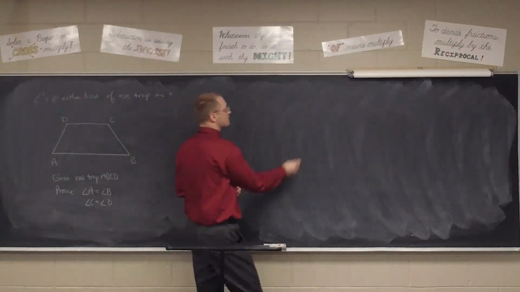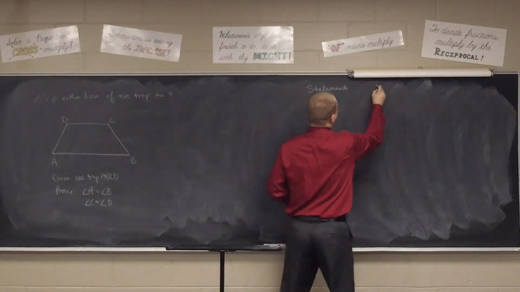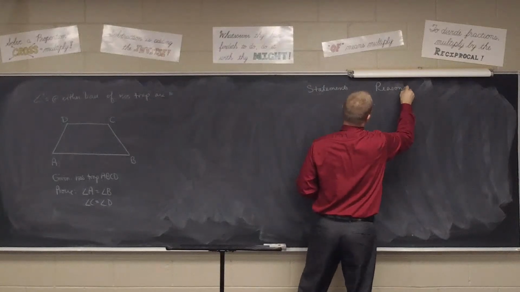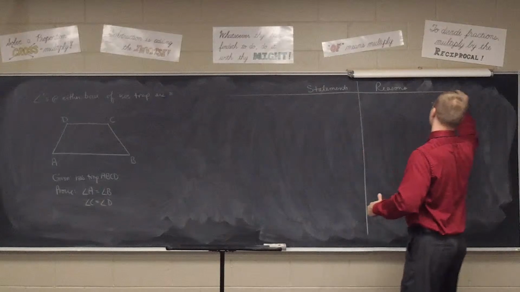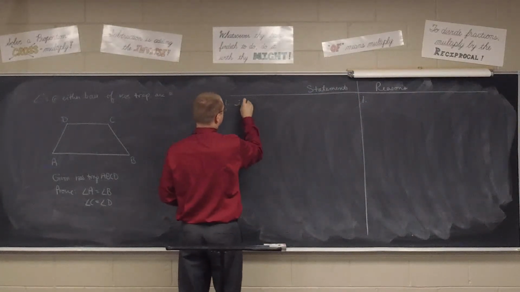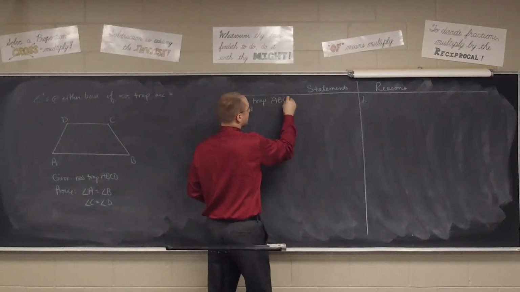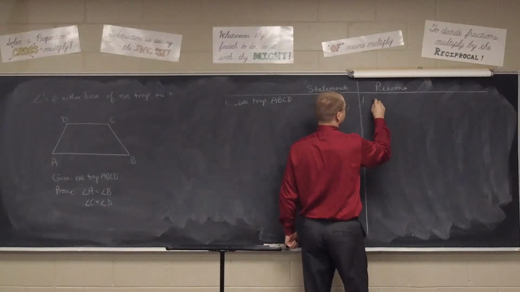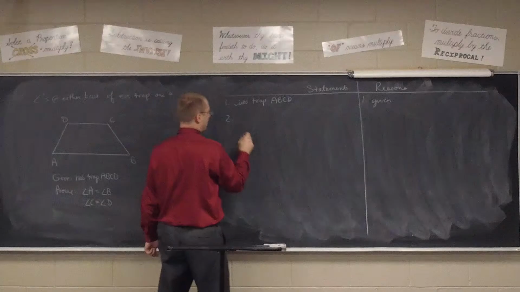Once you have that down, two columns, statements, reasons. Go and get down your first statement and your first reason. Clang, clang.